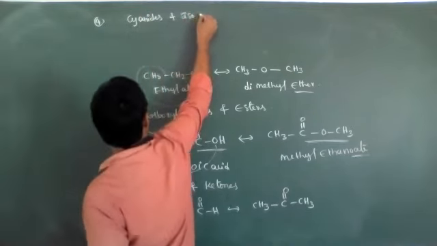Examples: CH3CN and CH3NC. Where the bonding connectivity CN is present, those are called cyanides. Where NC is present, those are called isocyanides. Methyl cyanide, methyl isocyanide. Isocyanides are very dangerous and more poisonous in nature also. Cyanides and isocyanides both are very dangerous. Okay students, so that is about functional group isomerism.